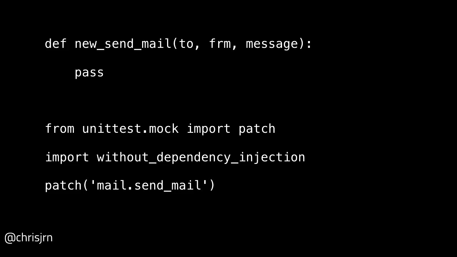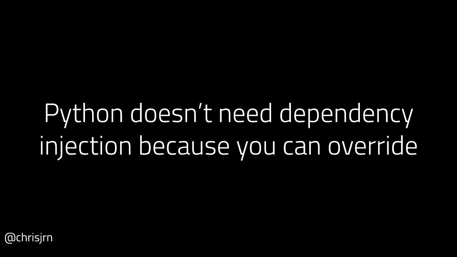And so unittest.mock has a patch function. It allows you to patch any namespace object with a mock object, and you can ask questions of that mock object at the end of your test. And patch will undo any changes that you might make once you leave that scope. So in summary, Python doesn't need dependency injection because you can override any objects or functions that you need to override at test time.